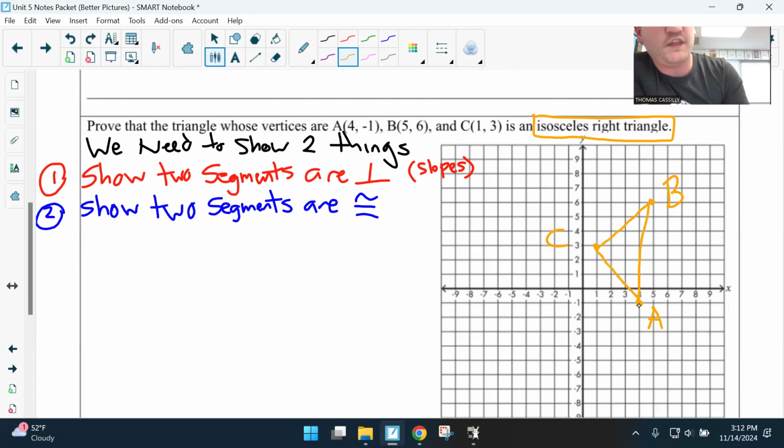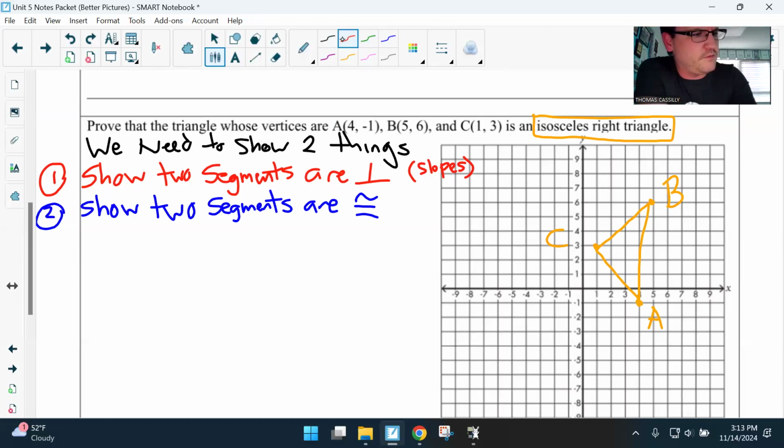Keep in mind, we're trying to show that two lines are perpendicular. We can save some time here. Which two lines look like they might be a right angle? We'll look at CB and CA. They look like they're going to be a right angle, so those are the two that I'll confirm. That might save us a little time. Here we go, we do this in red.